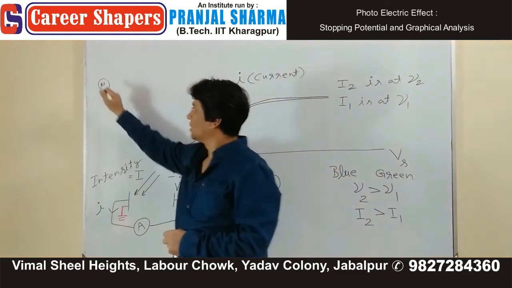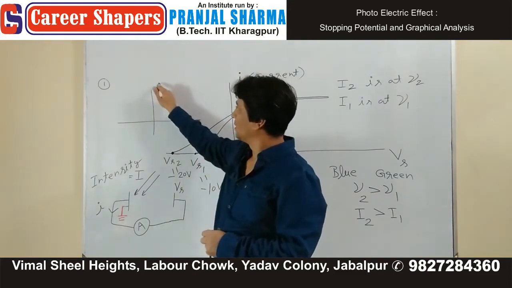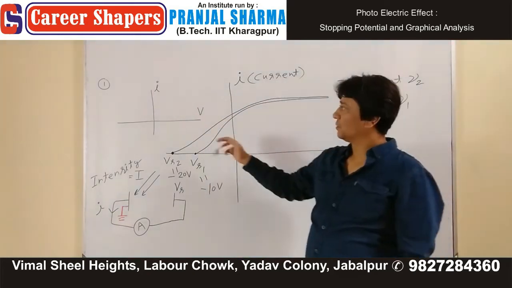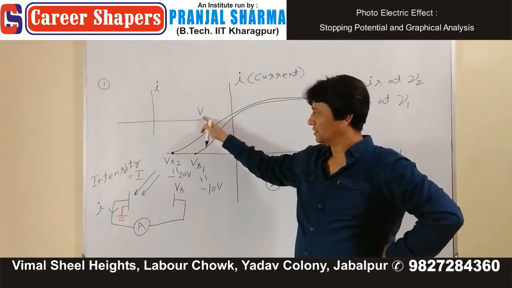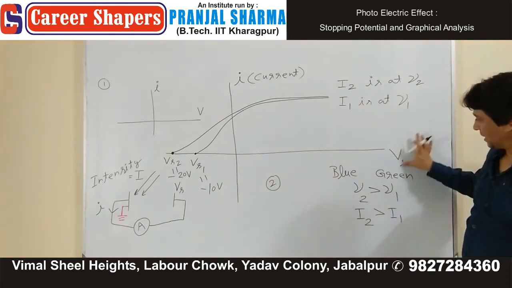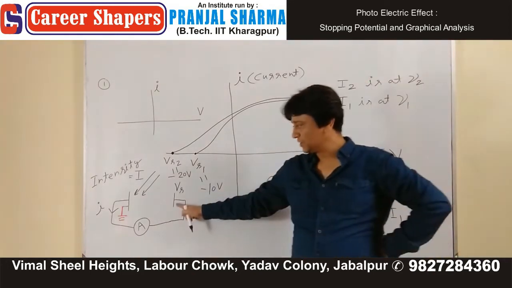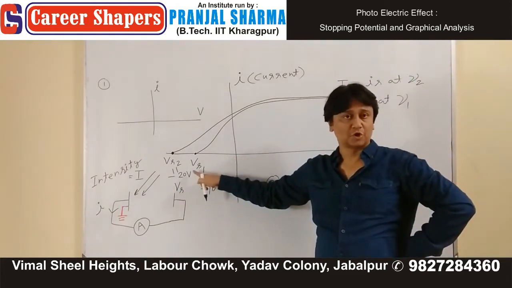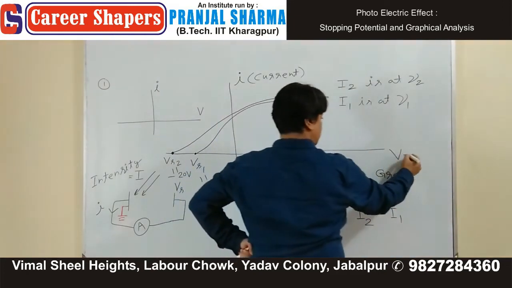Now, draw a graph between I and V. Well, you can always write V or Vs, but you should prefer V. And it's better if you erase this thing. This is the potential of this plate. When potential is Vs1, this is the stopping potential. So this V is the potential of the receiver plate.